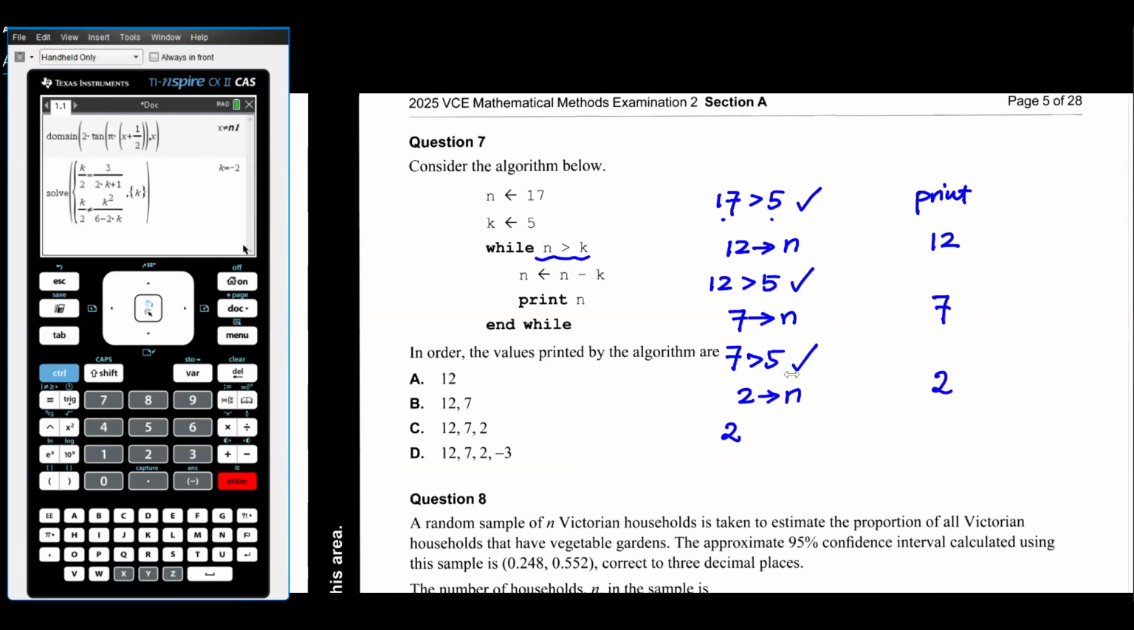Lastly, is 2 greater than 5? No. So we stop the algorithm, okay, end while. And then the order of print will be 12, 7, 2. Option C.